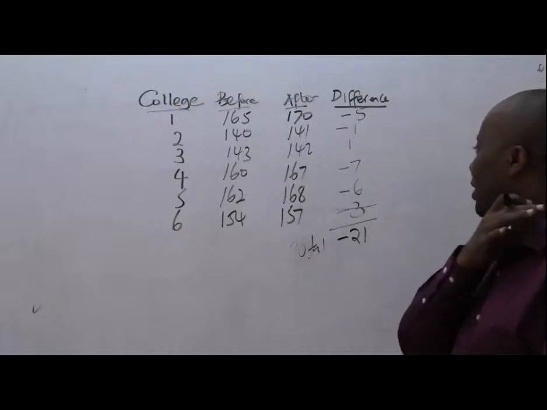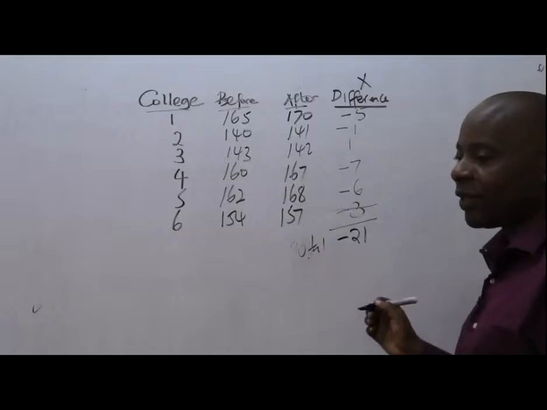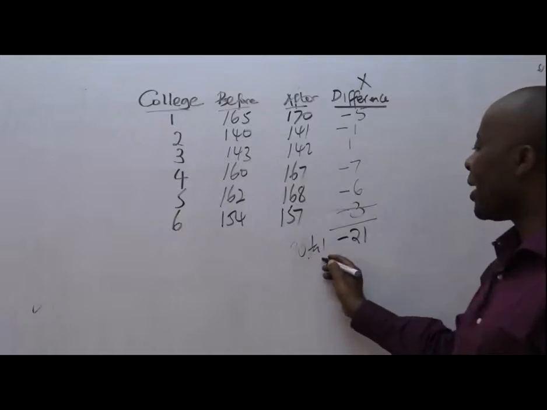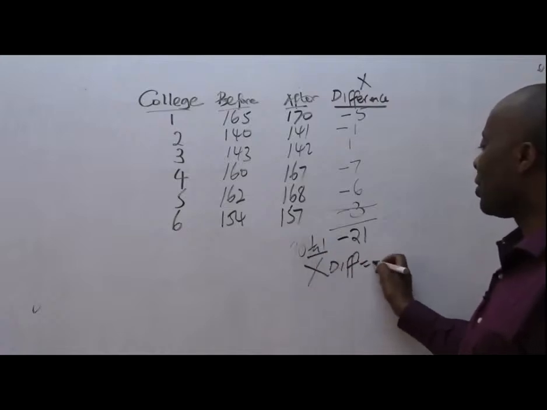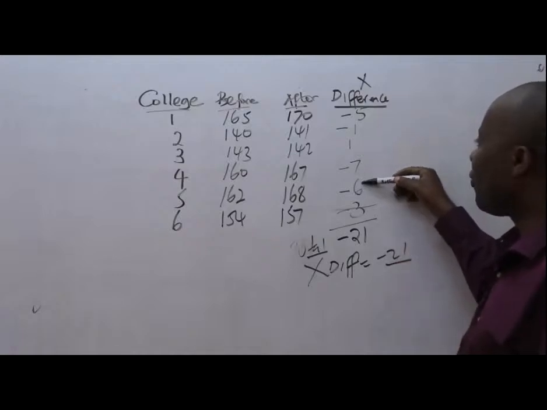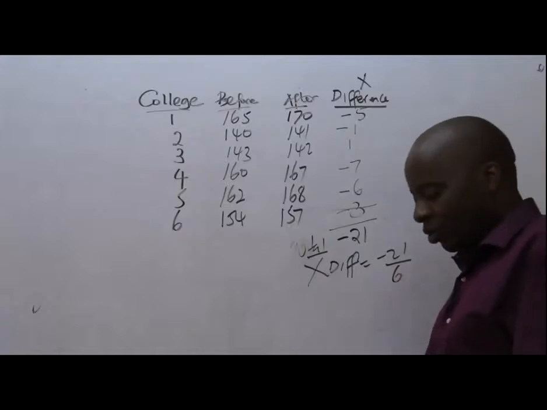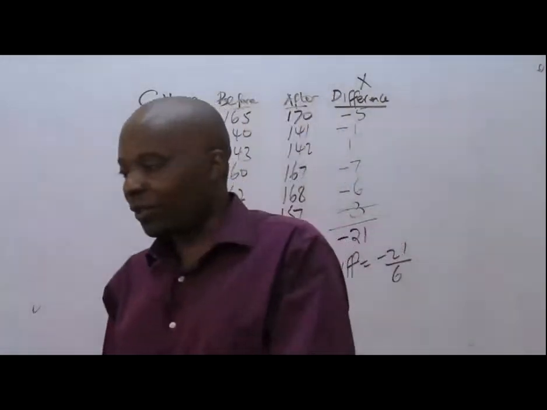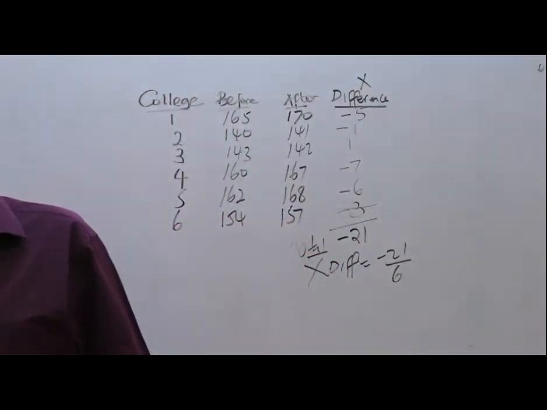So after getting that, these are our X values of our variable. I would expect you to go ahead and give me X bar of these differences. So it will be minus 21 over how many? 1, 2, 3, 4, 5, 6, so minus 21 over 6.